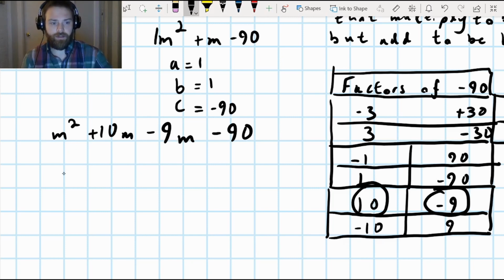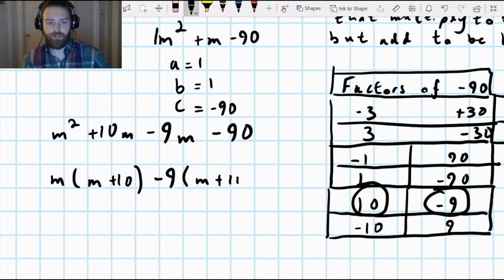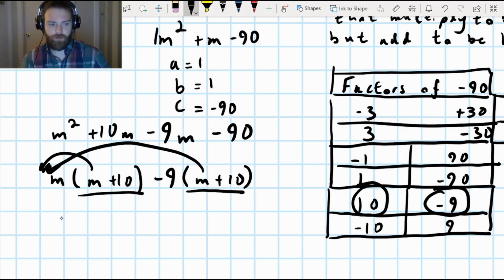And then out of these two, I can factor an m out. So m squared divided by m is m, 10m divided by m is 10. So I've got m plus 10 left. Both of these terms are divisible by negative 9, so I can factor out negative 9, and I'm left with m plus 10. So right here, this parentheses and this parentheses match, and that means I can factor them out as a GCF. So I'm left with m plus 10 and then m minus 9.